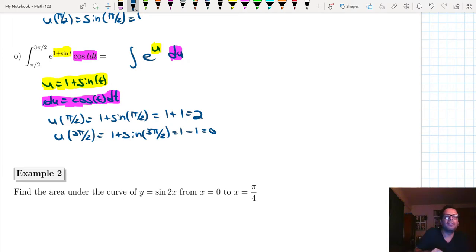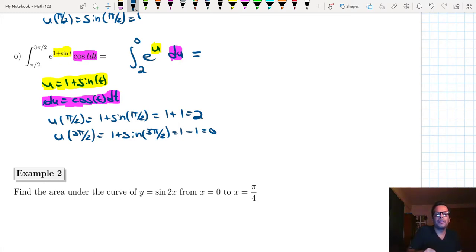So the limits are going to go from 2 to 0. Yes, I know the lower limit looks larger than the upper limit. That's very common when it comes to doing these substitutions. But don't worry, at the end we are going to get a nice number, I think.